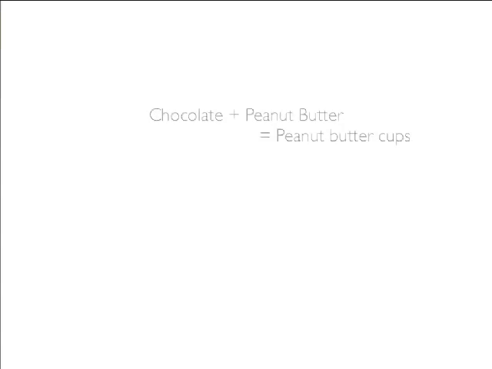So what are some awesome things that you love? Chocolate and peanut butter cups. I love them together. They're fantastic. Ponies and unicorns, ponycorns. Who doesn't love ponycorns?